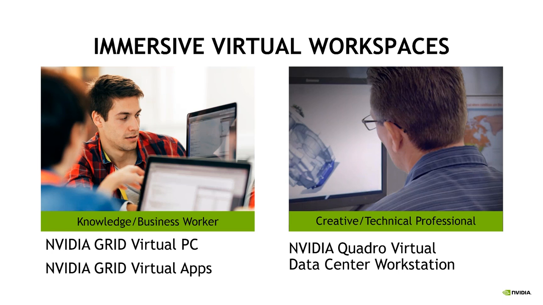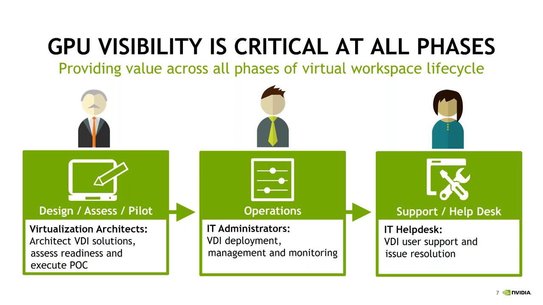So, like I mentioned at the beginning, visibility is key at all phases of our deployment. One of the things that's been critical, and the feedback that's come back from our customers, is they need to understand: did they oversubscribe their GPU? Did they undersubscribe it? Can they pull back? Does this user need a GPU?